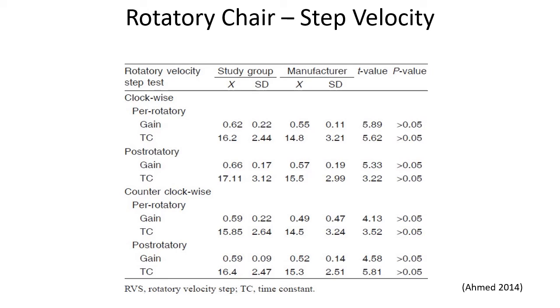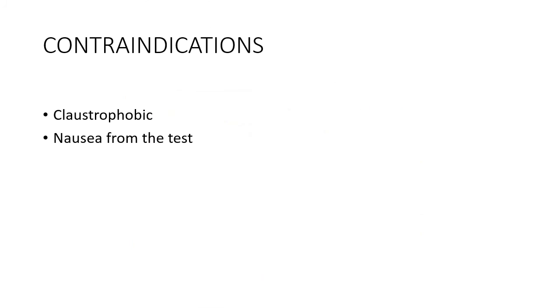Okay, this slide shows the normative data for step velocity parameters by Ahmad 2014. This research shows there is no significant difference between the study group and the manufacturer data. It may be because of the strict selection criteria of the study group. So we may suggest having our own normative data in our setting, but we can also use the manufacturer's if we don't have our own normative data.